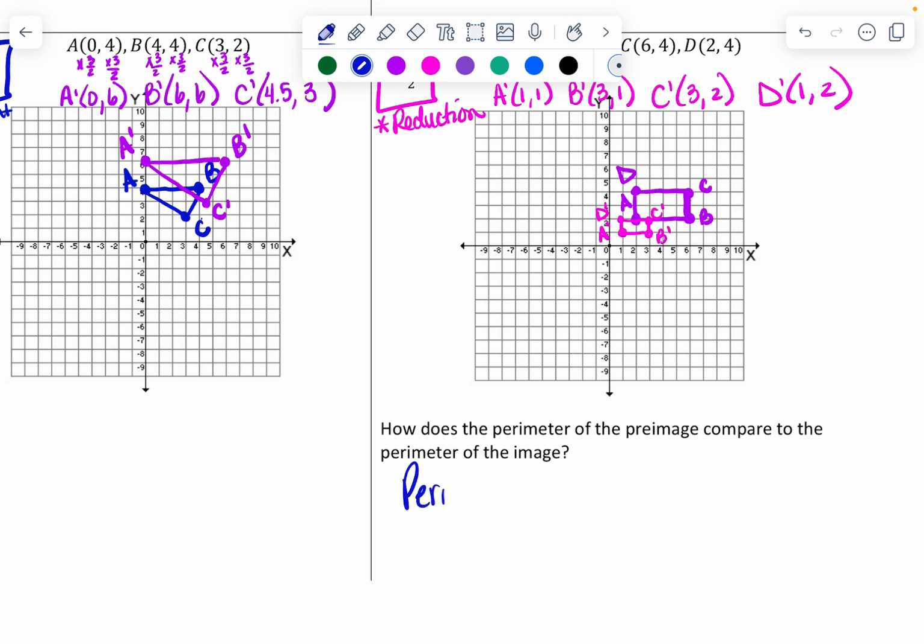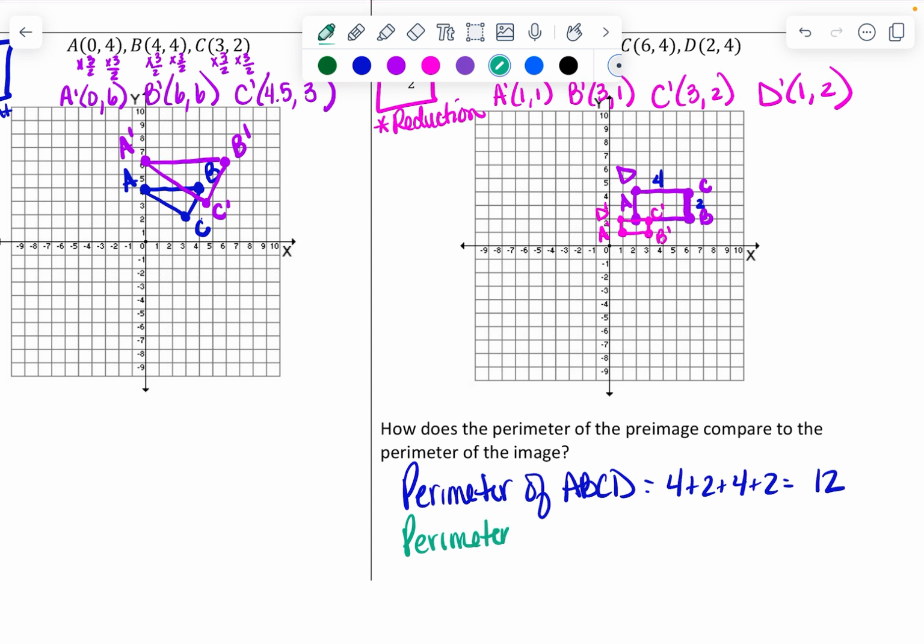So let's start with the perimeter of ABCD. So this is going to be our pre-image. With the lengths of the rectangles, I can see the length of this is 4, the length is 2 here. So 4 plus 2 plus 4 plus 2, because remember there's 4 sides, we are going to have 12 units. Well, now let's get the perimeter of A prime, B prime, C prime, D prime. Well, here our length is 2. This little guy is 1. So 2 plus 1 plus 2 plus 1. Our perimeter there is going to be 6.